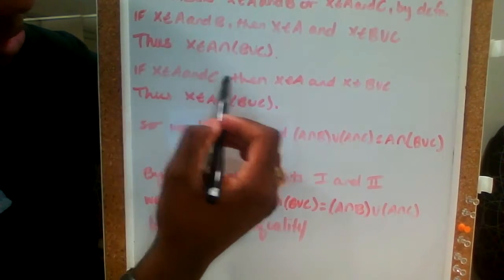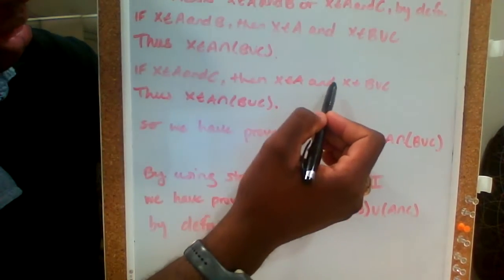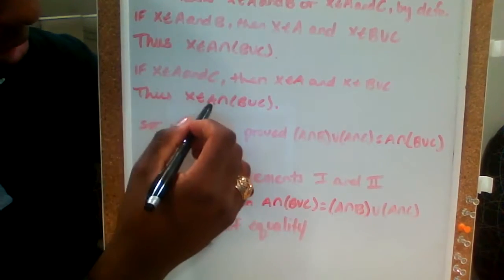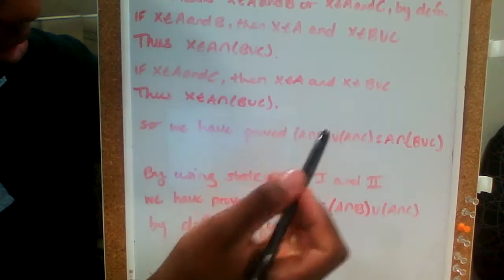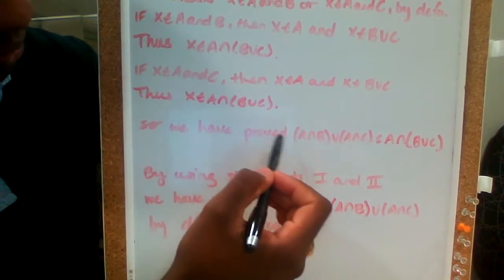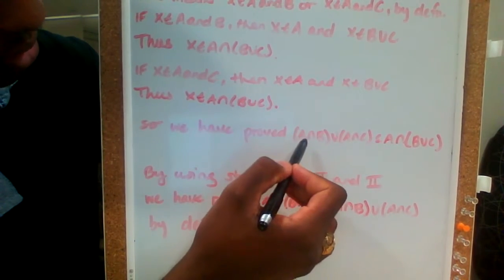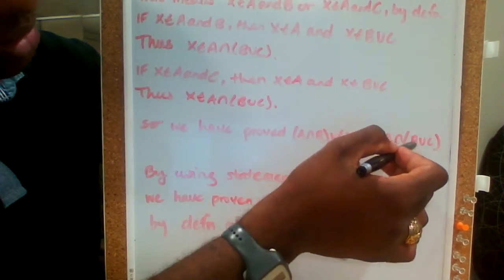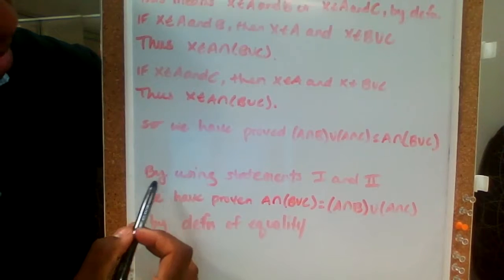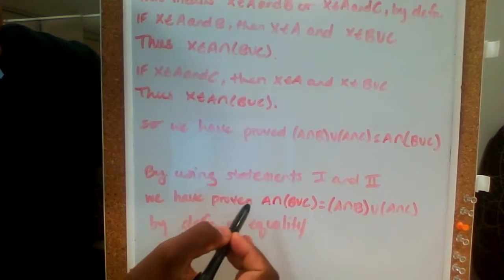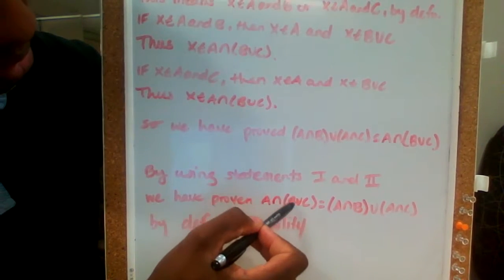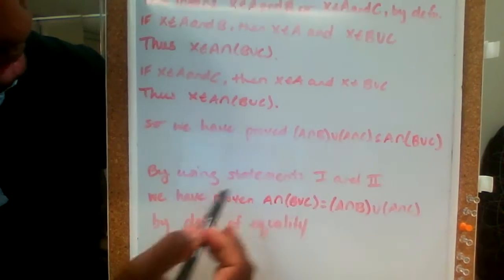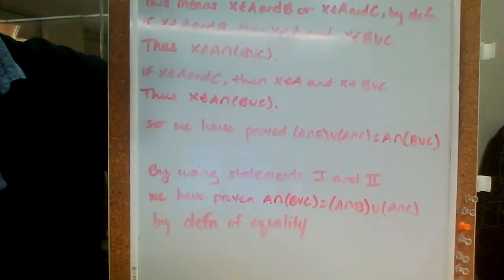If x is in A and C, then x is in A and x is in B ∪ C. Thus x is in A ∩ (B ∪ C). So we have now proven that (A ∩ B) ∪ (A ∩ C) is a subset of A ∩ (B ∪ C). By using statements 1 and 2, we have proven the statement A ∩ (B ∪ C) is equal to (A ∩ B) ∪ (A ∩ C) by the definition of equality.